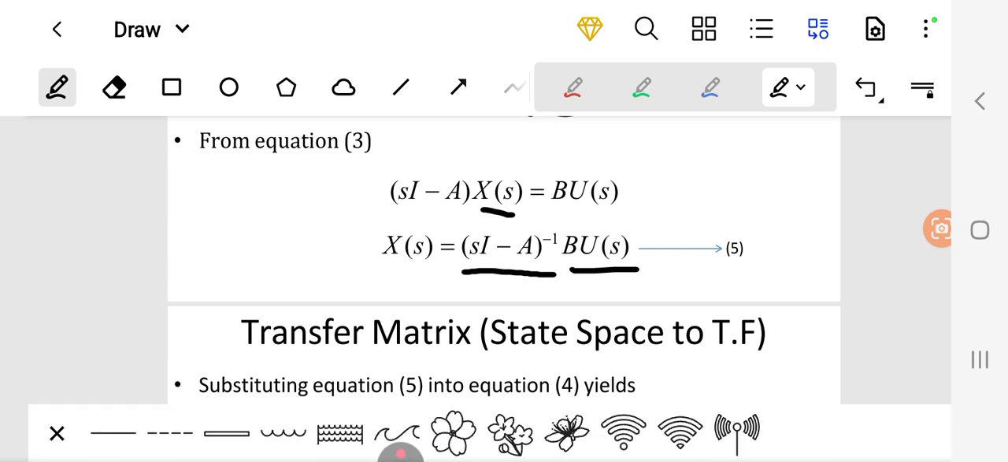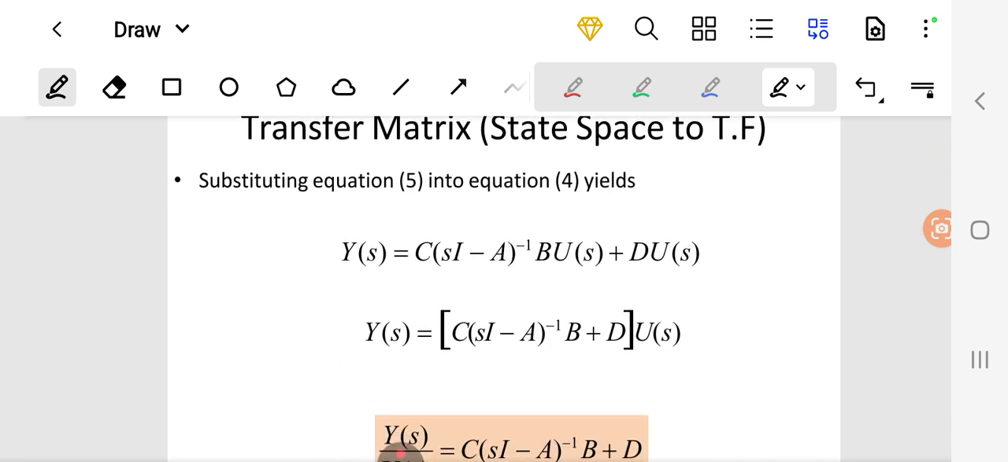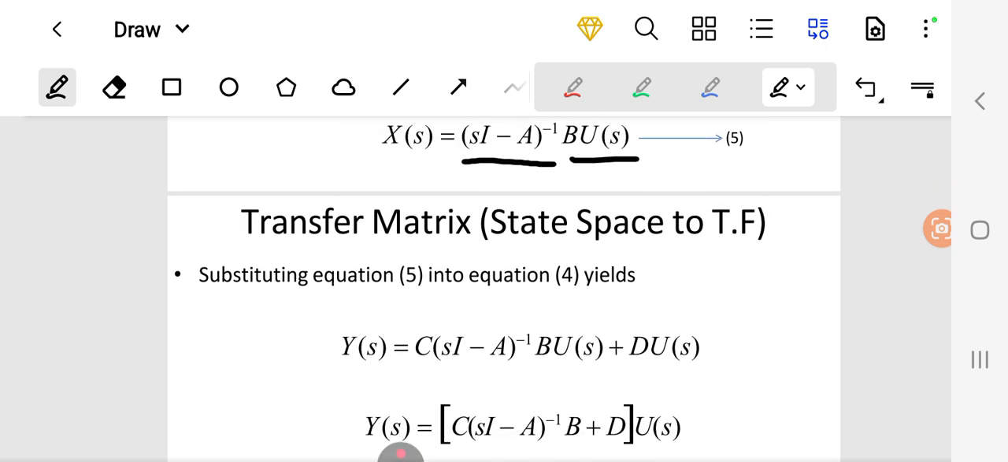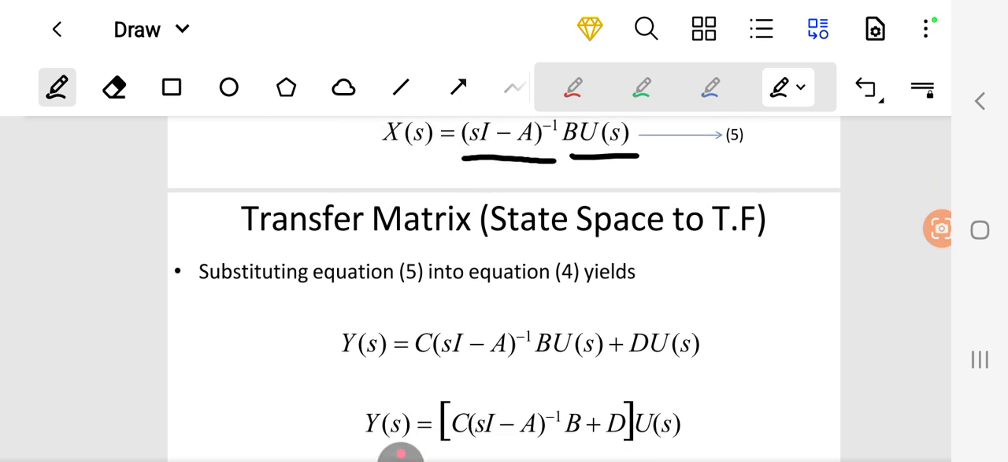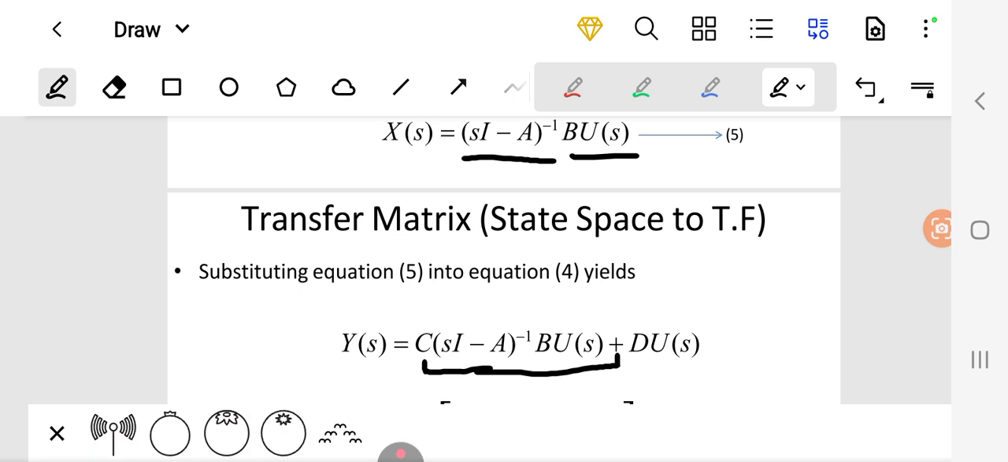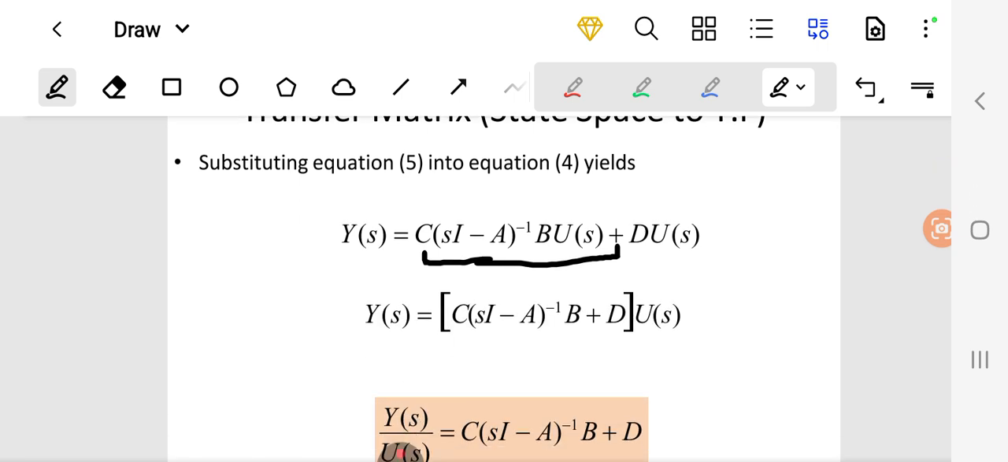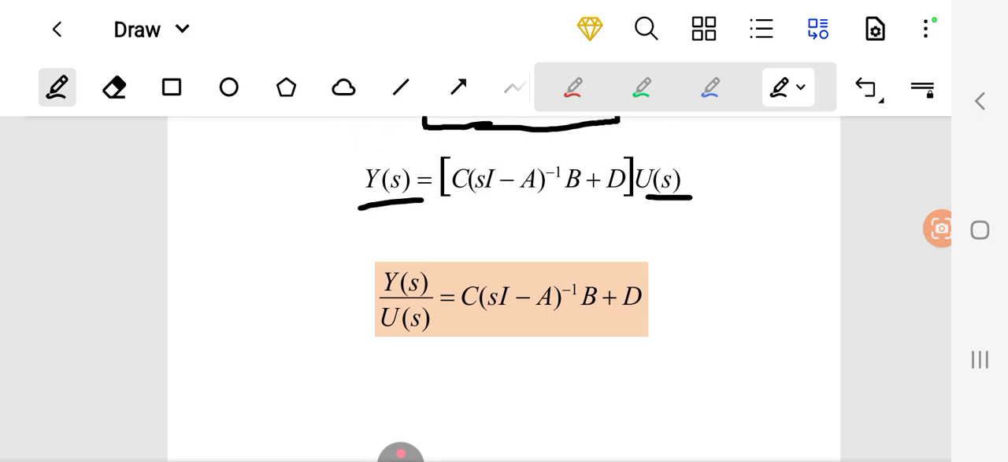We will substitute equation 5 in equation 4. Then we have Y(s) equals C times (sI minus A) inverse times B times U plus D times U. Now we will take U(s) as a common factor. Then we have C times (sI minus A) inverse times B plus D. Now we can get the transfer function: the output divided by the input will be C times (sI minus A) inverse times B plus D.